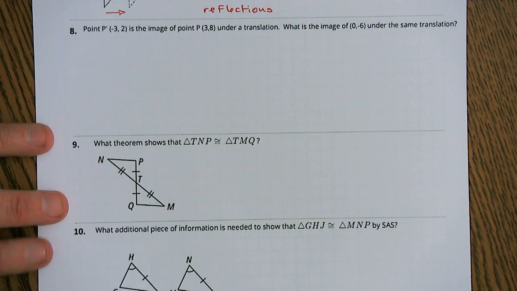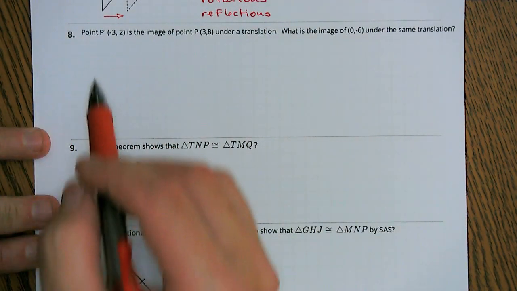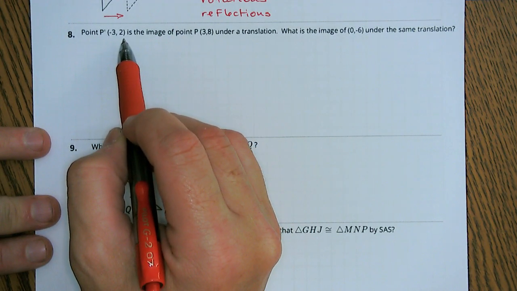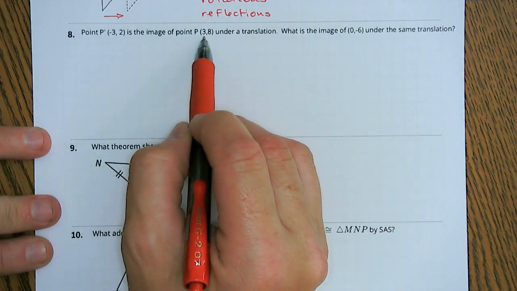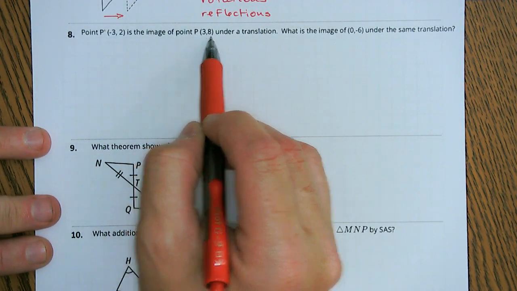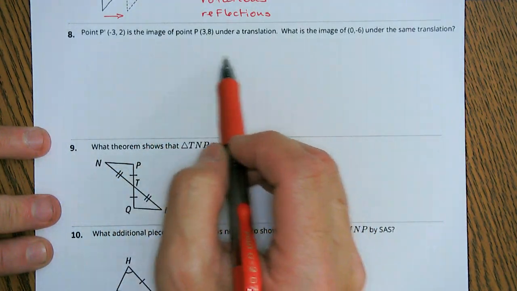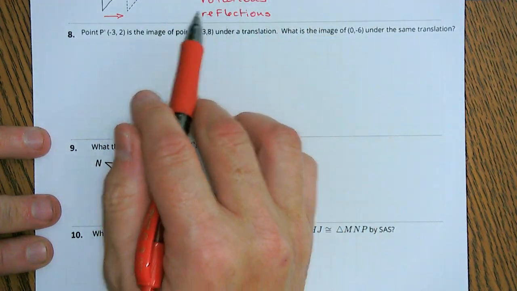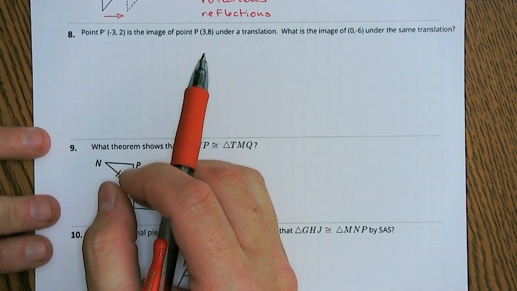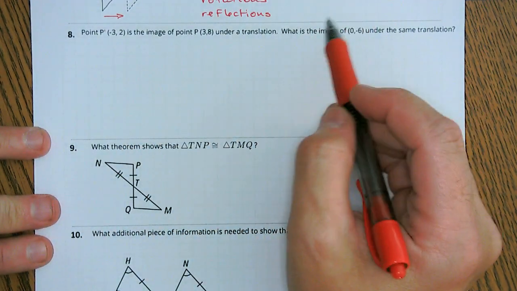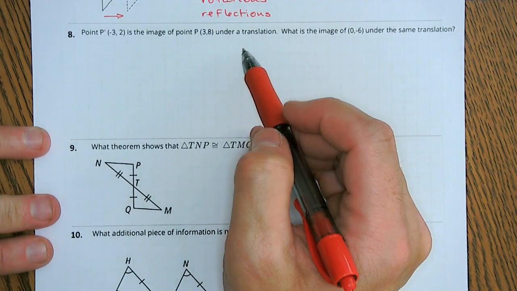Taking a look at number 8. Point P prime is located at -3, 2, and it is the image of the point P, which was located at 3, 8 under a translation. So it shifted left and right, up and down. It didn't do any rotation, didn't do reflection. It just moved around someplace on our coordinate plane. Okay, so what is the image of 0, -6 under the same translation?